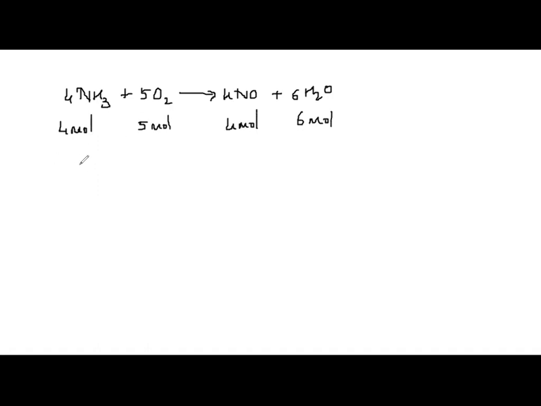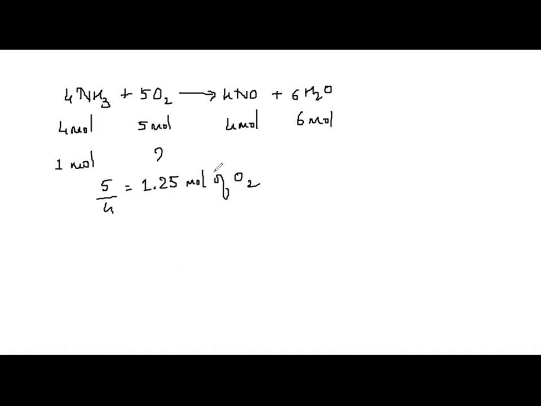So what they have asked: 1 mole of ammonia requires how many moles of oxygen? Let us see. According to this calculation, if 4 moles of ammonia require 5 moles of oxygen, then 1 mole of ammonia will require 5 divided by 4, which is 1.25 moles of oxygen. Correct? So 1.25 moles of oxygen are required.